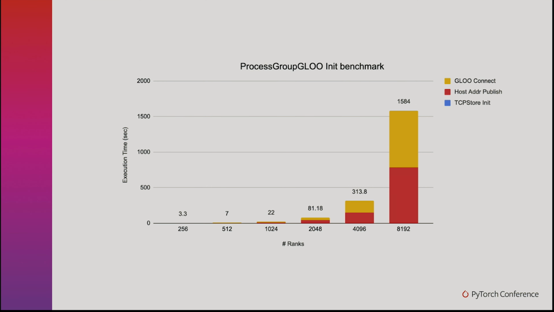And we also have the breakdown. We see that the use of TCPStore takes the orange part, and the Gloo full mesh connect takes the yellow part, and they're mostly the same. So both are the bottlenecks. We plan to optimize them, and we have some ideas on how to do that. So hopefully we will be able to scale beyond 8K. This should be able to happen in the next 3 months or 6 months.